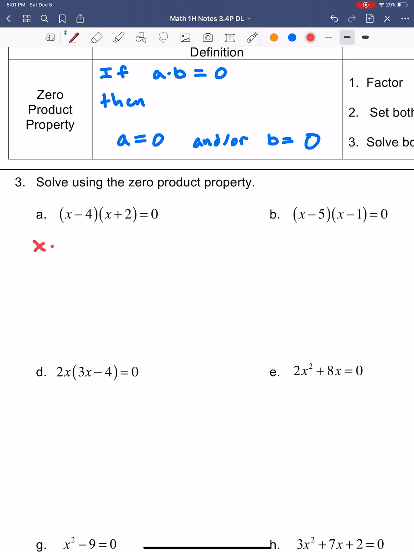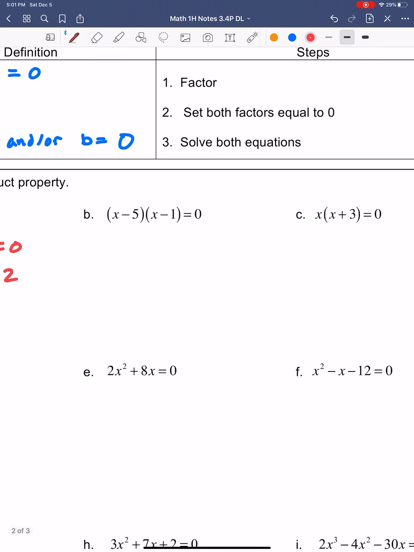So I'm going to say x minus 4 equals 0, or the other option is that x plus 2 equals 0, right? Two options there. And then I can solve these. So x is either going to be 4, or subtract 2, x is going to be negative 2. And so those are our two options there for x.